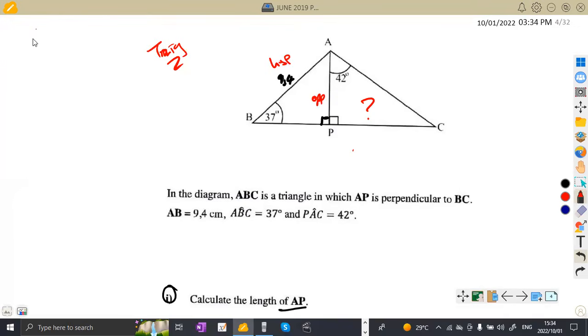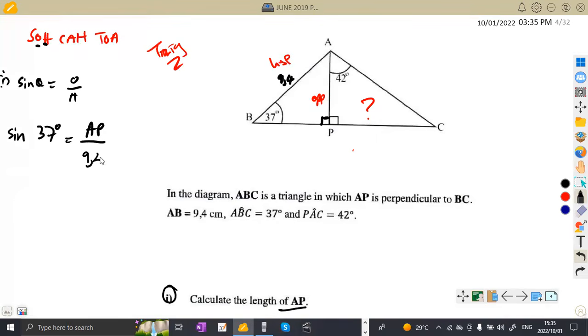So which ratio are we going to use from our SOHCAHTOA? As you can see, it's going to be sine, the one that has the opposite and the hypotenuse. So sine of theta is equal to opposite over hypotenuse. That means we are going to have sine of 37 degrees equal to the opposite, which is AP, the one you want to calculate, over the hypotenuse, which is 9.4. To find AP, you can simply cross multiply. That's AP is equal to 9.4 times sine 37 degrees. So that's what you're going to have.